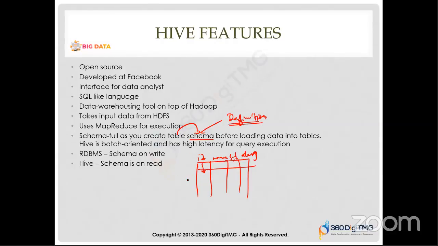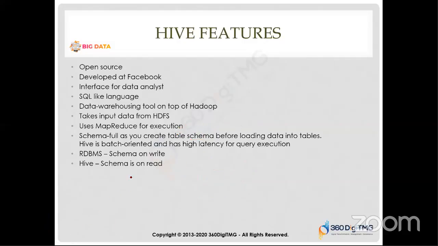So for this table, let's call this table the employee table. We are defining a certain structure. We're giving it a definition. So that definition is nothing but your schema. Okay. Now, what do these two lines mean? Very important. RDBMS systems are basically schema on write. They follow that schema on write standard. Whereas Hive is based on schema on read.